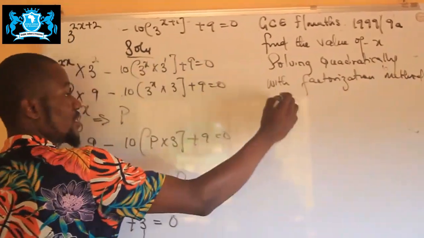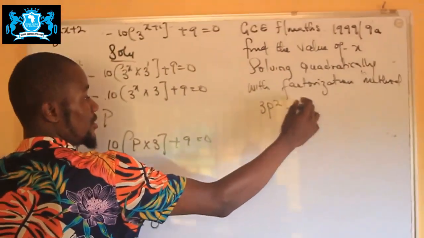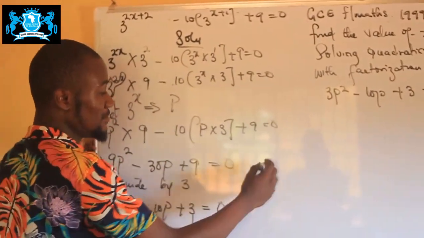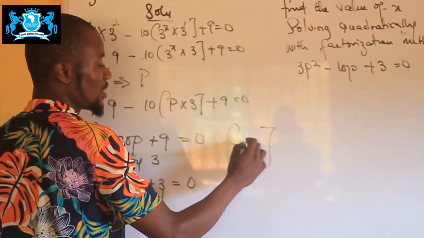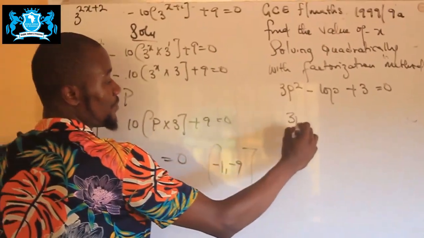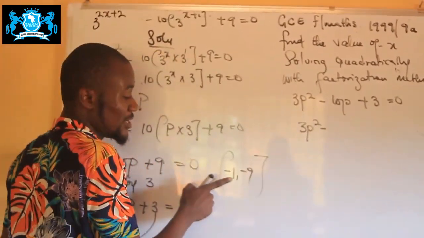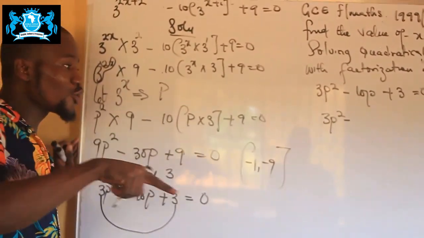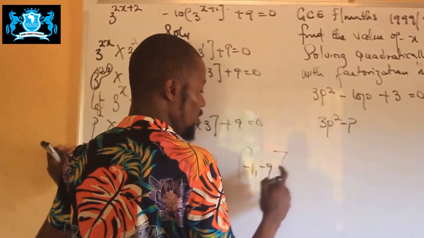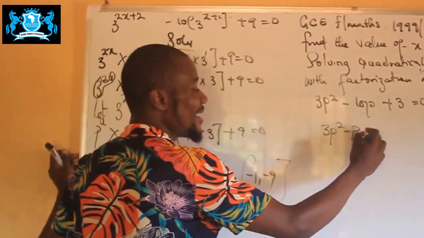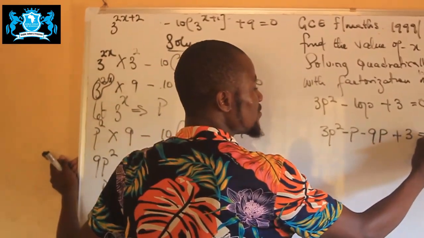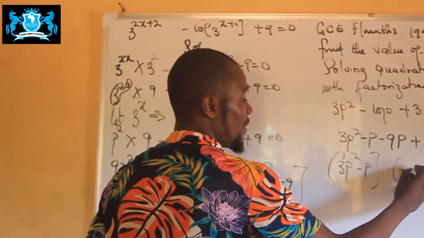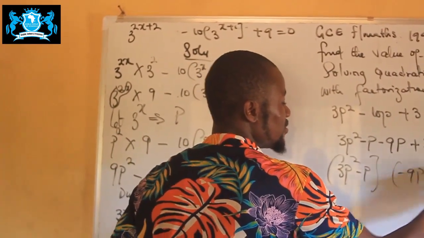So we have 3p squared minus 10p plus 3 is equal to 0. We have gotten our factors as minus 1 and minus 9. So we have 3p squared minus 1 times p, which is minus p, then minus 9 times p, which is minus 9p, plus 3 is equal to 0. So you pair them: 3p squared minus p, minus 9p plus 3 is equal to 0.